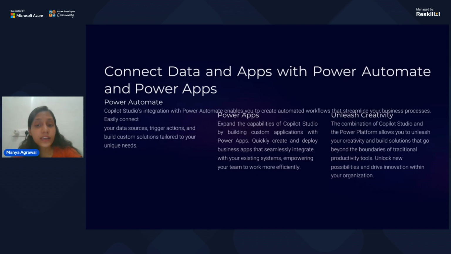Now, third is unleash creativity. The combination of Copilot Studio and the Power Platform allows you to unleash your creativity and build solutions that go beyond the boundaries of traditional productivity tools. You can use productivity tools and connect the Power Platform and Copilot Studio, which gives you a great solution to build your ideas, unlock efficiencies, and drive innovation within your organization.